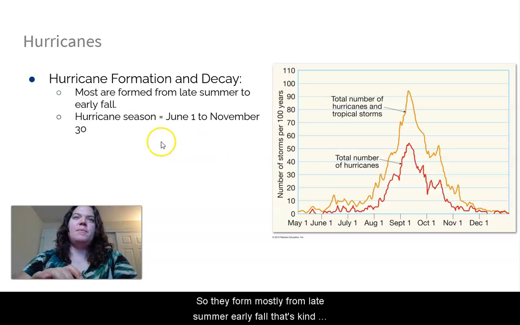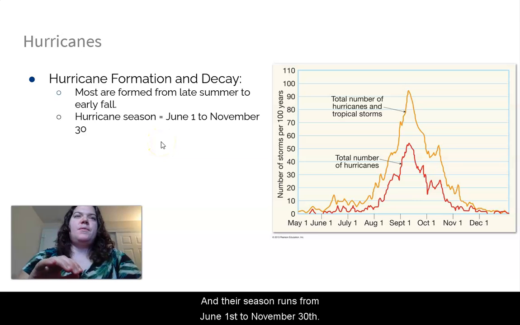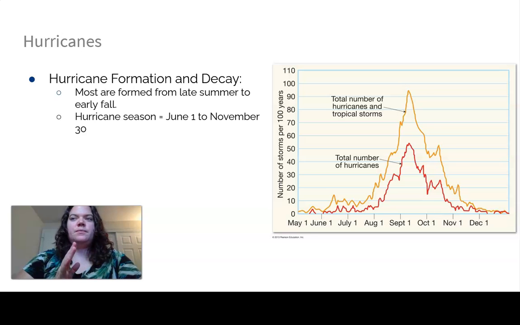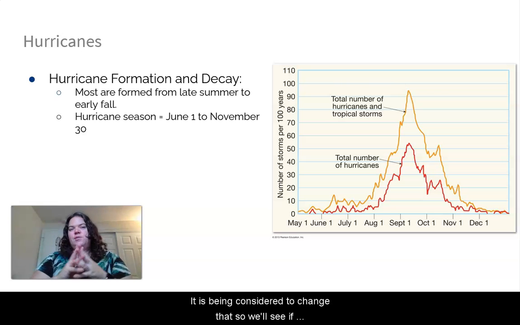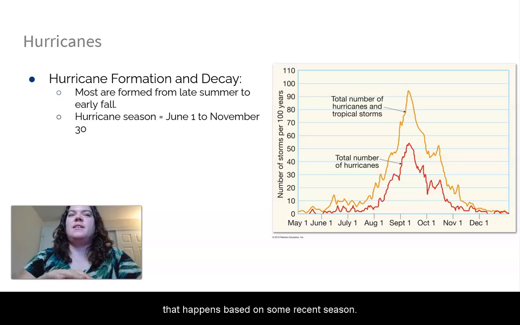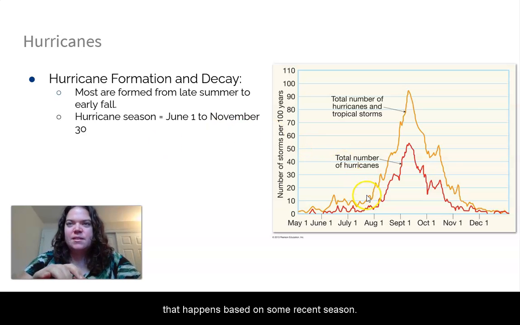Okay, so they form mostly from late summer to early fall. That's kind of when we peak. And the season runs from June 1st to November 30th, although it is being considered to change that. So we'll see if that happens based on some recent seasons.